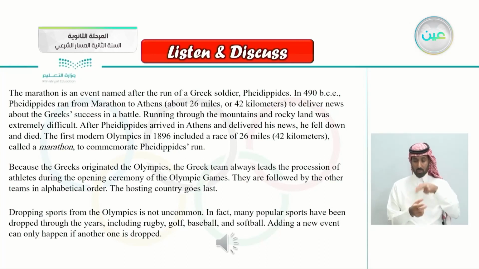Running through the mountains and rocky land was extremely difficult. After Phidippides arrived in Athens and delivered his news, he fell down and died. The first modern Olympics in 1896 included a race of 26 miles, 42 kilometers, called a marathon, to commemorate Phidippides' run. Because the Greeks originated the Olympics, the Greek team always leads the procession of athletes during the opening ceremony of the Olympic Games. They are followed by the other teams in alphabetical order. The hosting country goes last.